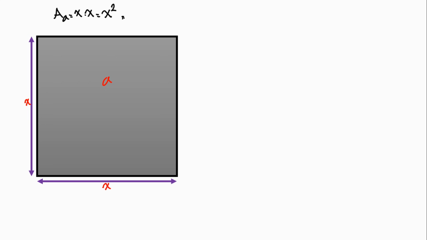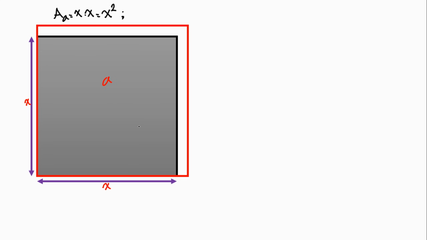Hey guys, this is a square. Let's call it A, with side lengths x here and here. So its area, A sub A, equals x times x, which equals x squared. Now let's say this square starts growing. This is where calculus gets beautiful.